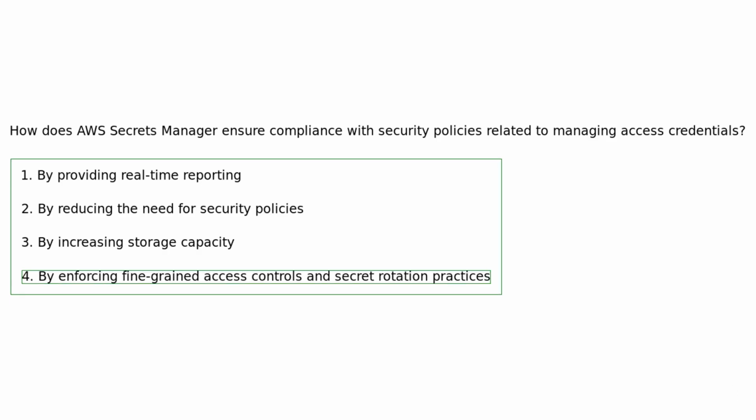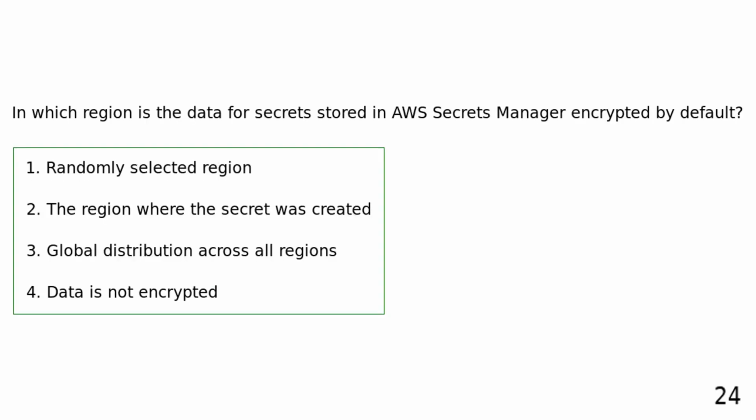AWS Secrets Manager ensures compliance with security policies by enforcing fine-grained access controls and secret rotation practices to secure access credentials. In which region is the data for secrets stored in AWS Secrets Manager encrypted by default? Randomly selected region. The region where the secret was created. Global distribution across all regions. Data is not encrypted.